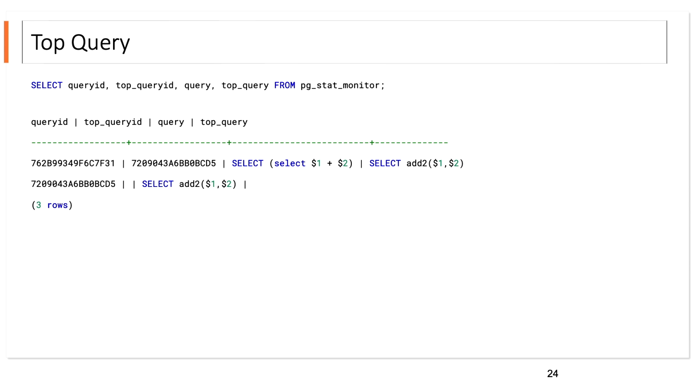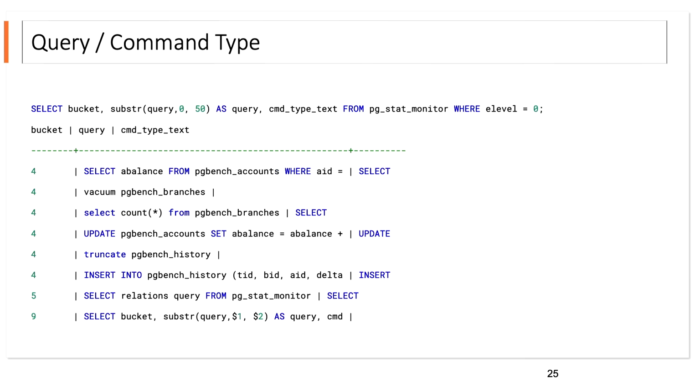It will also show you this query and the top query. Top query is important because if you have a normal select one, and you have a select one within your procedure which is taking much of the time, you can debug that.